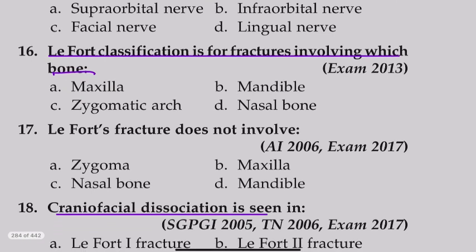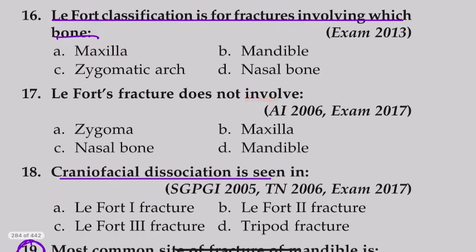Now Lefort fracture does not involve what? As I have already said, Lefort fracture is the fracture of the maxilla, so obviously the maxilla is included. Along with it, there will be involvement of the zygoma also, the nasal bone also, but the mandible is not involved.